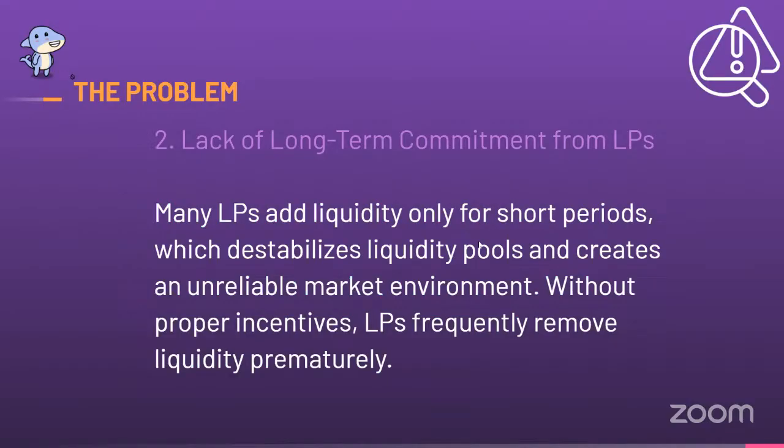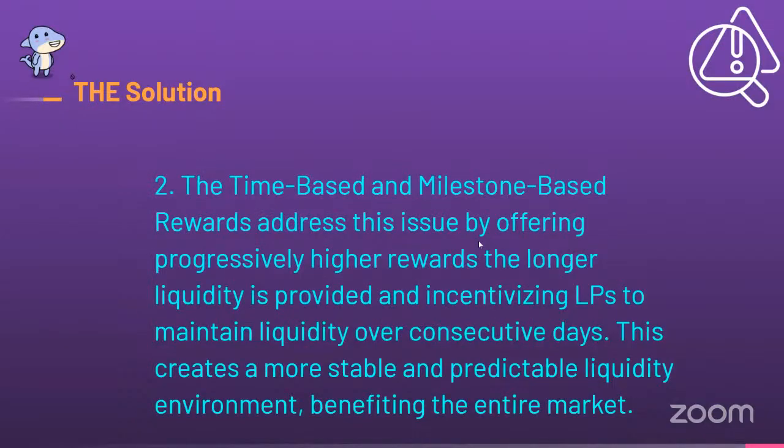The second key problem is the lack of long-term commitment from LPs. Many LPs add liquidity only for short periods, which destabilizes the liquidity pools and creates an unreliable market environment. Without proper incentives, LPs frequently remove liquidity prematurely. To solve this, time-based and milestone-based rewards offer progressively higher rewards the longer liquidity is provided, incentivizing LPs to maintain liquidity over consecutive days. This creates a more stable and predictable liquidity environment, benefiting the entire market.